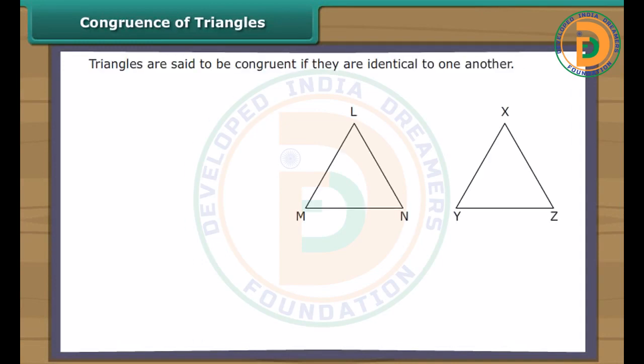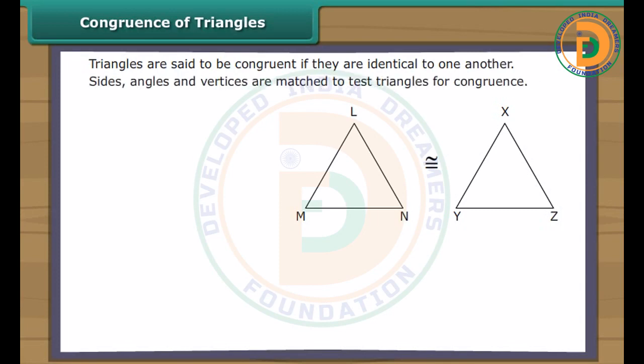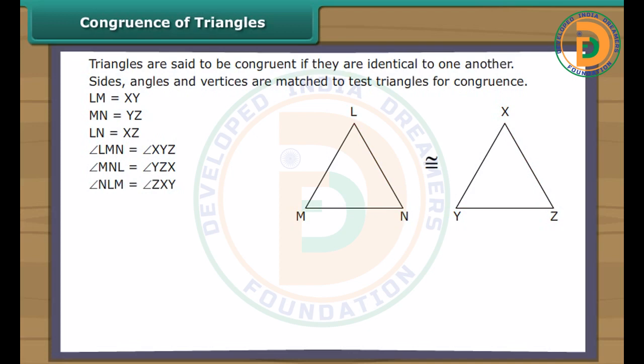Congruence of triangles. Triangles are said to be congruent if they are identical to one another. Sides, angles, and vertices are matched to test triangles for congruence. Side LM is equal to side XY. Side MN is equal to side YZ. Side LN is equal to side XZ. Angle LMN is equal to angle XYZ. Angle MNL is equal to angle YZX. Angle NLM is equal to angle ZXY.